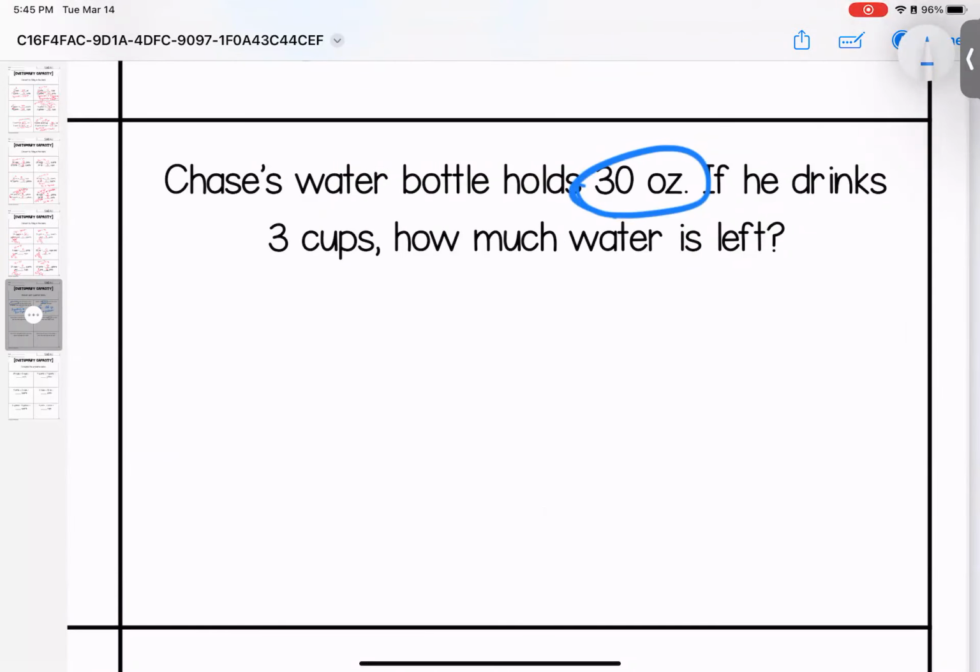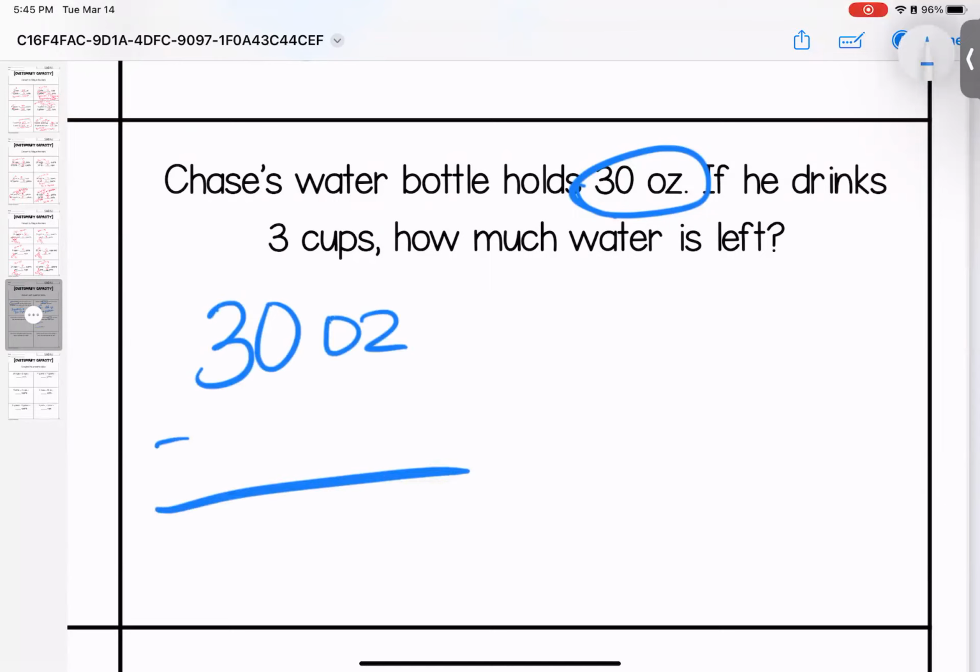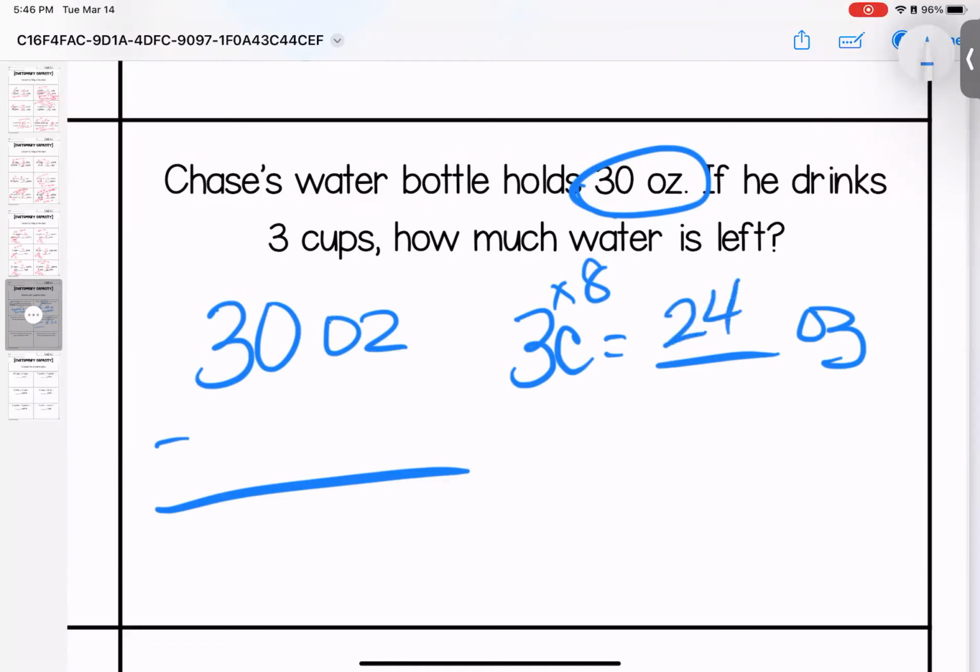Chase's water bottle holds 30 ounces. If he drinks 3 cups, how much water is left? We have 30 ounces. We're going to have to subtract what he drinks, but I need to know 3 cups equals how many ounces? 3 cups, each one is 8 ounces. That gives me 24. So when I do 30 minus 24, I'm left with 6 ounces.